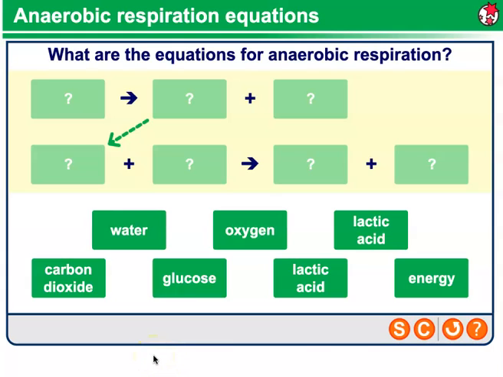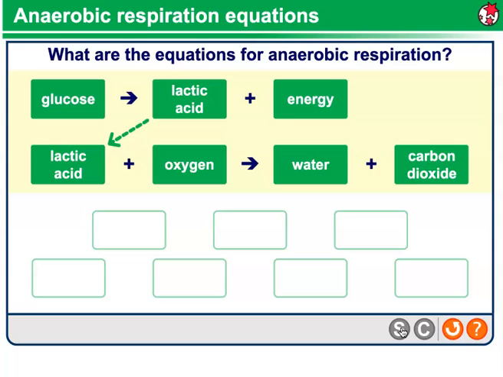Anaerobic respiration equations. What are the equations for anaerobic respiration? Glucose gives lactic acid plus energy. Lactic acid is then further burned by oxygen and it gives off water and carbon dioxide in this process.